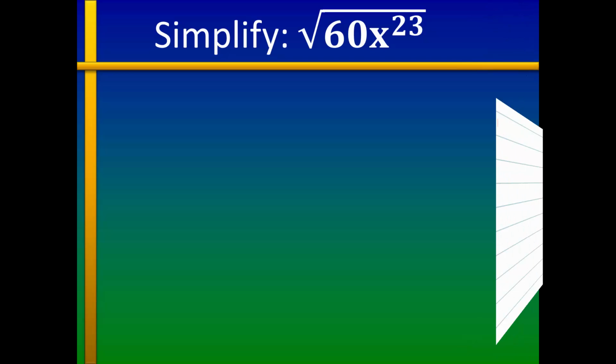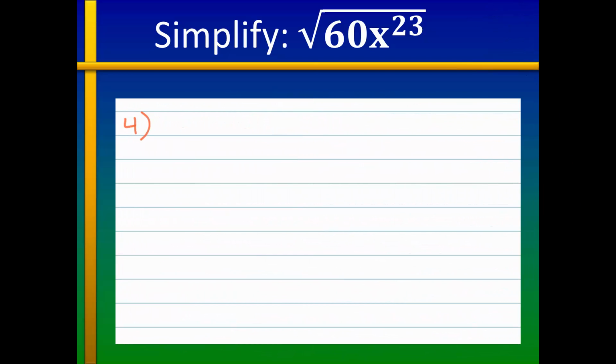In this last problem, we're combining both numbers and variables, and we're going to do the square root of 60 times x to the 23rd power. And this is a great example of not wanting to write out 23 x's and looking for their twins. There's a shortcut. We are going to first start with the number.